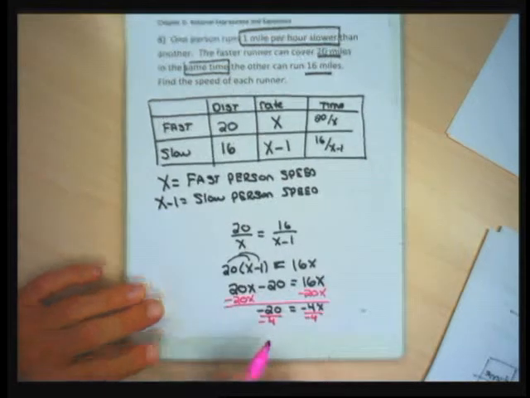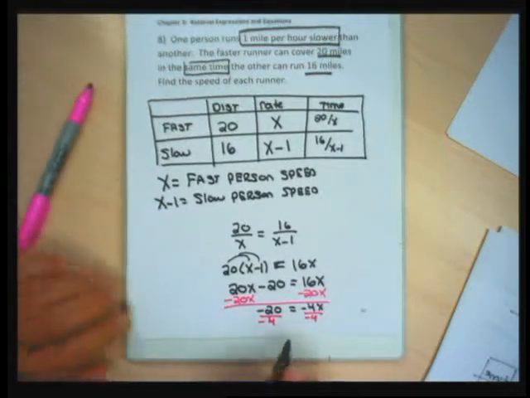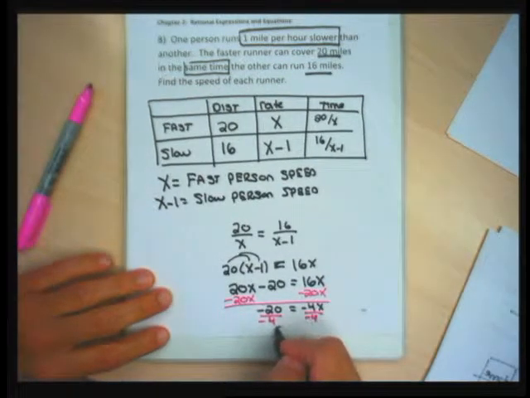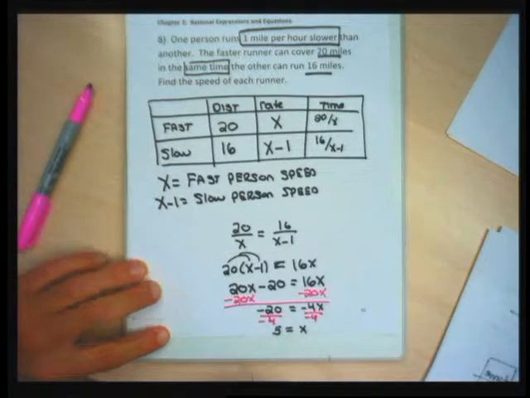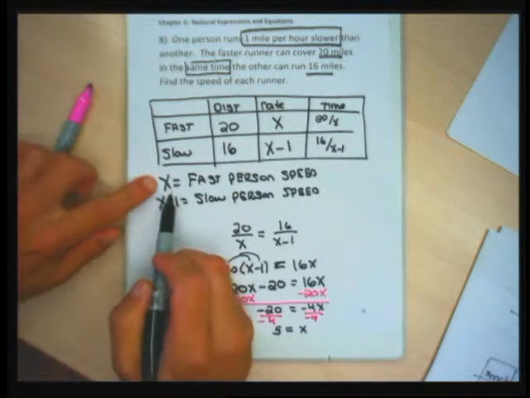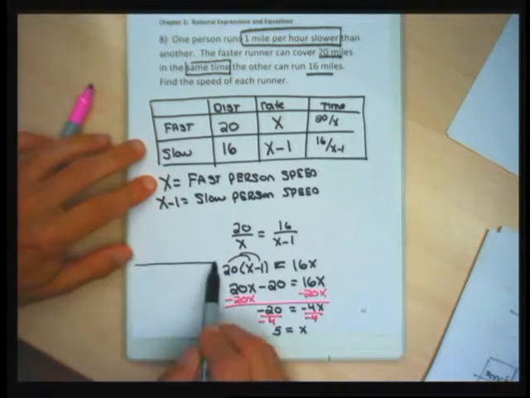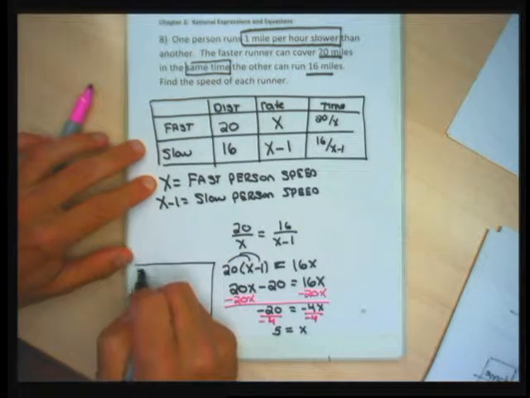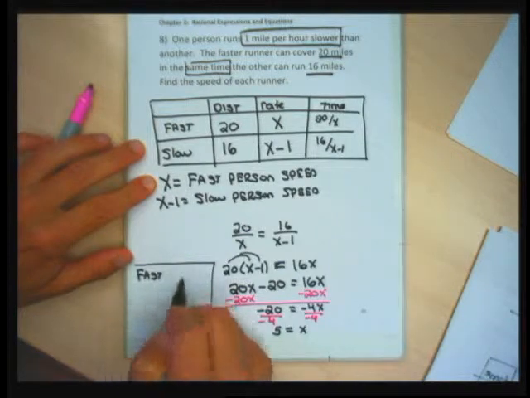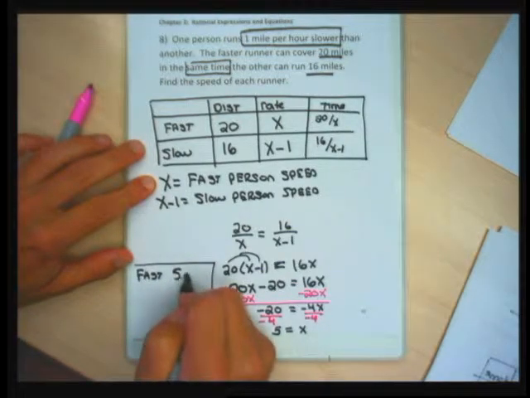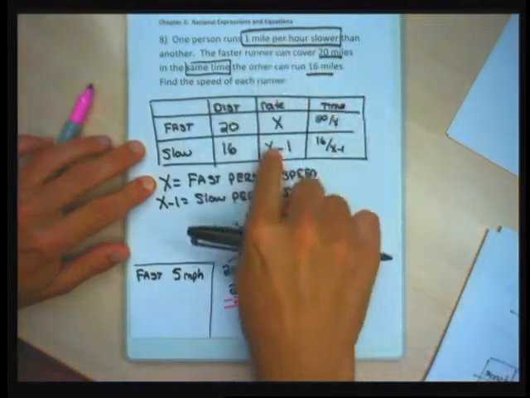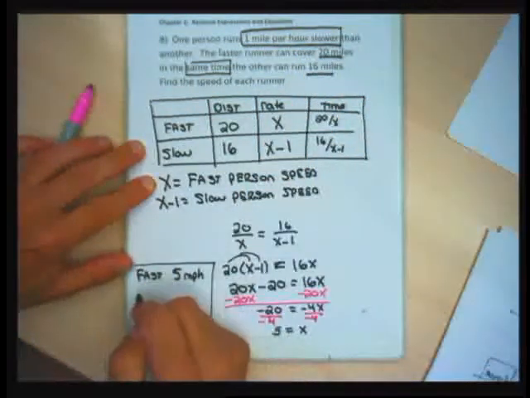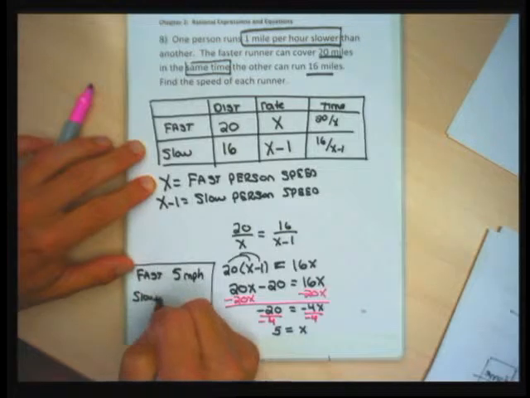On both sides, the two negatives divide out to be a positive. On the left side, 20 over 4 is 5. On the right side, the 4's cancel and you're left with the x. I know that the x stands for the faster person's speed. So when I go to write my answer, I'm going to say the fast person's running at 5 miles per hour. The slow person does 1 mile per hour slower, or 5 minus 1, or 4 miles per hour.